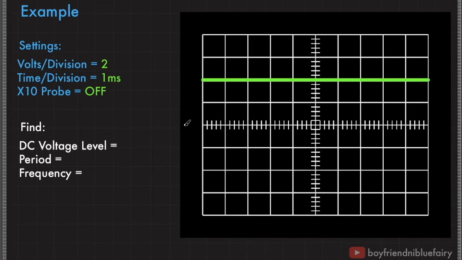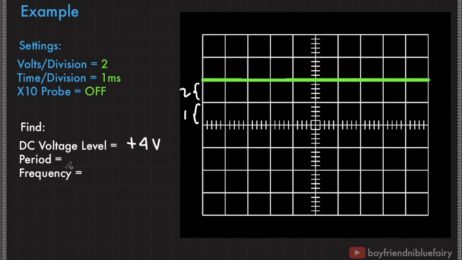From the zero level of the vertical axis, we count the number of divisions. So 1, 2. So this signal is 2 divisions above the zero level of the vertical axis. Therefore, the DC voltage level is 2 volts times 2 divisions equals positive 4 volts because it's 2 divisions above the zero level.